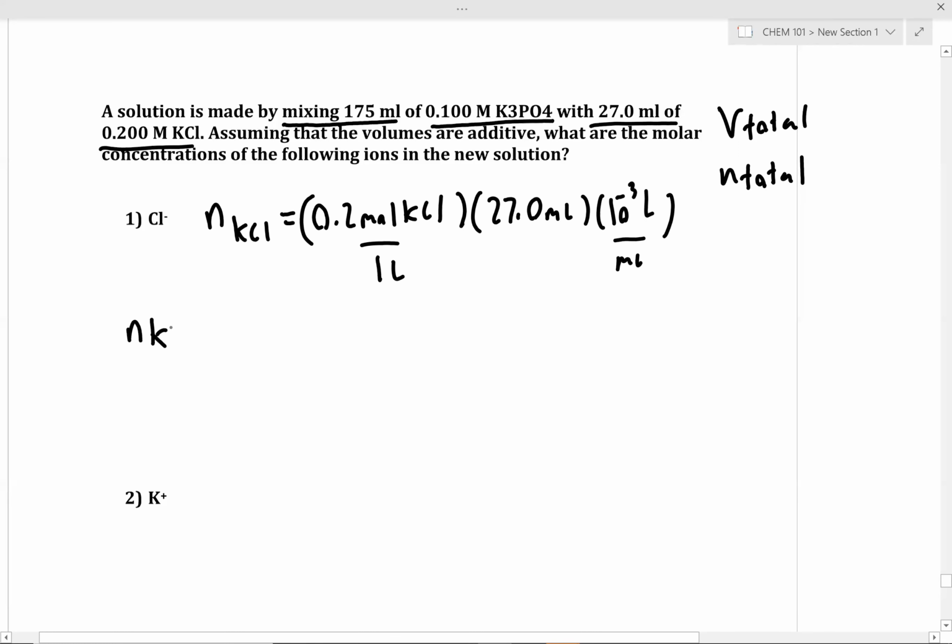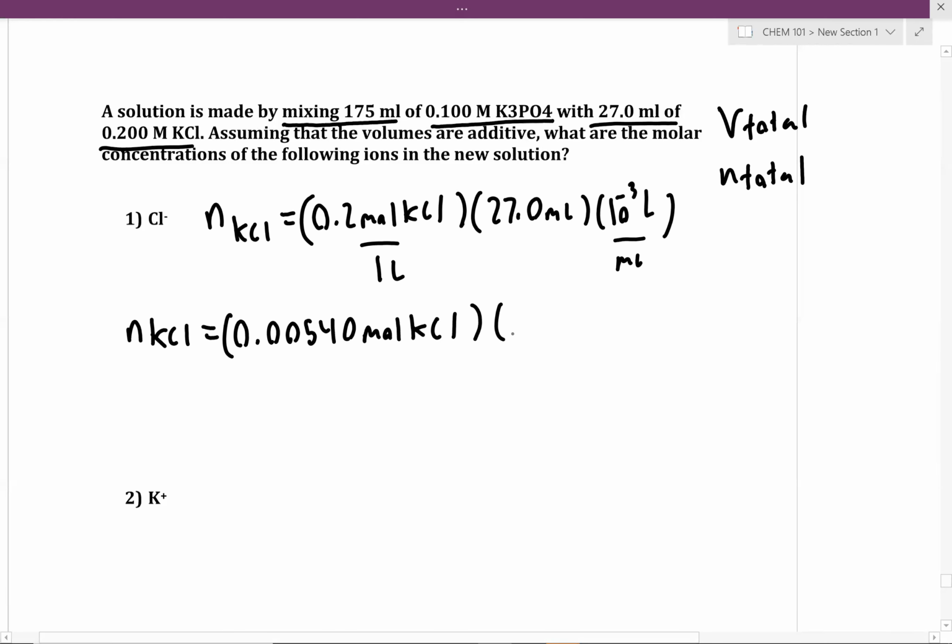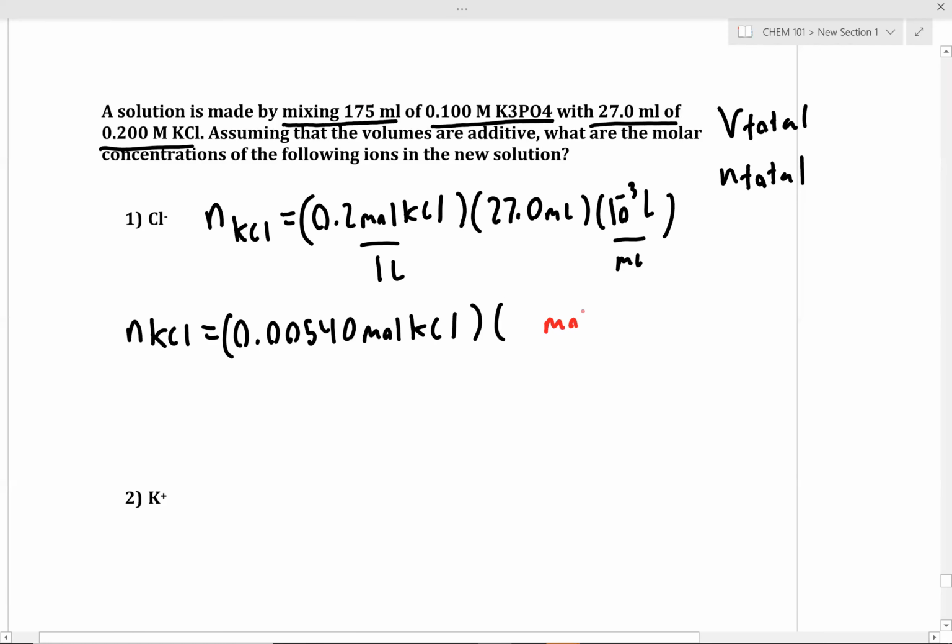That in turn gives me a moles of KCl equal to 0.00540 moles of KCl. Then what I'm going to do is use my formula ratio and how many moles of chloride are present per mole of KCl. What's our mole to mole ratio? 1 to 1. So that tells me I have 0.00540 moles of chloride.